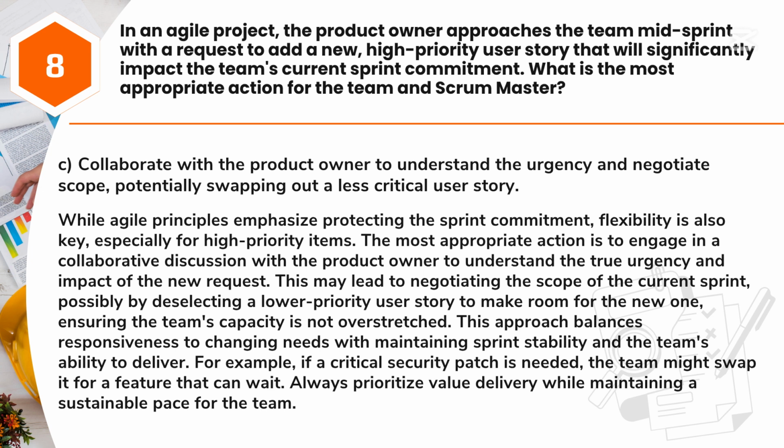This may lead to negotiating the scope of the current sprint, possibly by deselecting a lower priority user story to make room for the new one, ensuring the team's capacity is not overstretched. This approach balances responsiveness to changing needs with maintaining sprint stability and the team's ability to deliver. For example, if a critical security patch is needed, the team might swap it for a feature that can wait. Always prioritize value delivery while maintaining a sustainable pace for the team.